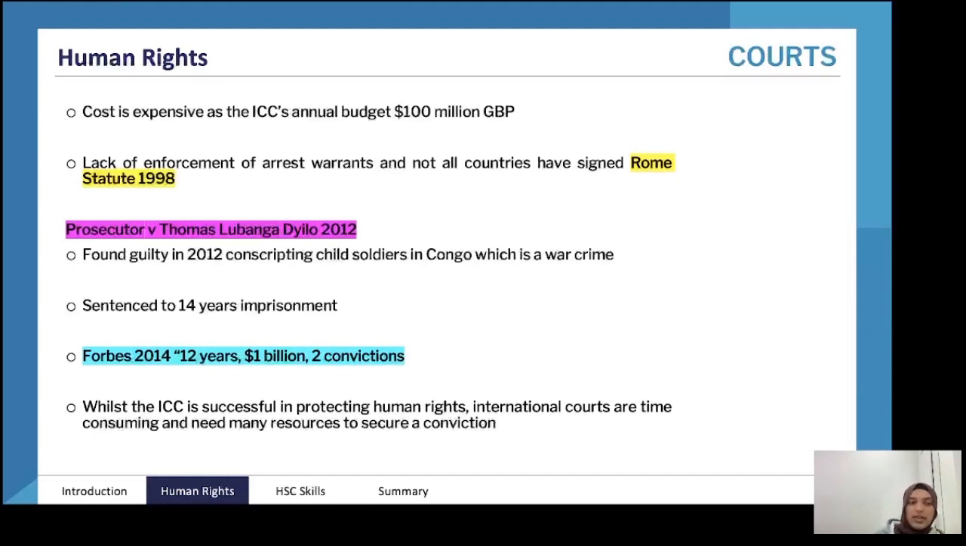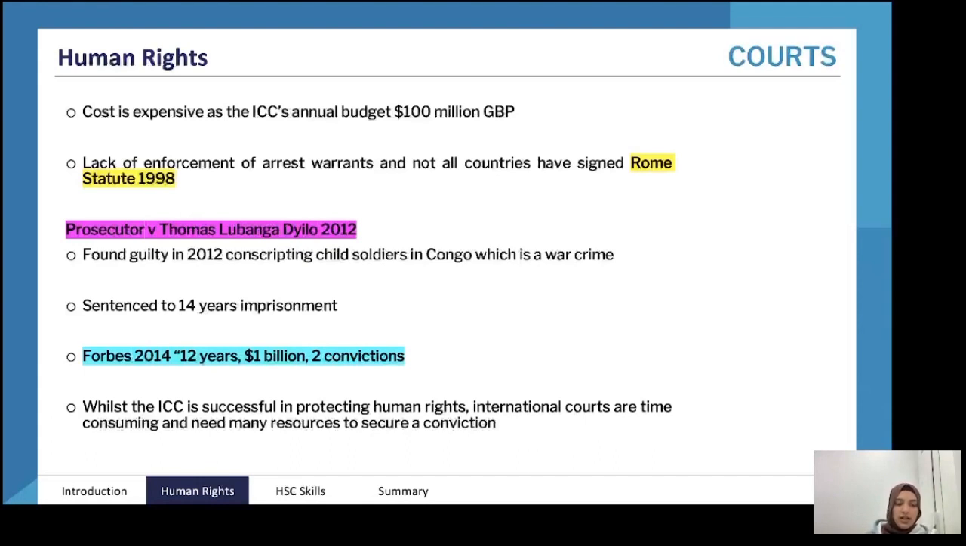We do have a relevant case here, which is the Prosecutor v. Lubanga case. Lubanga was found guilty in 2012 of conscripting child soldiers in Congo, which is a war crime. He was sentenced to 14 years in prison, and Forbes in 2014 wrote an article essentially saying 12 years, $1 billion for 2 convictions. So they're saying, well, is it really efficient if you're spending 12 years and $1 billion for 2 convictions?